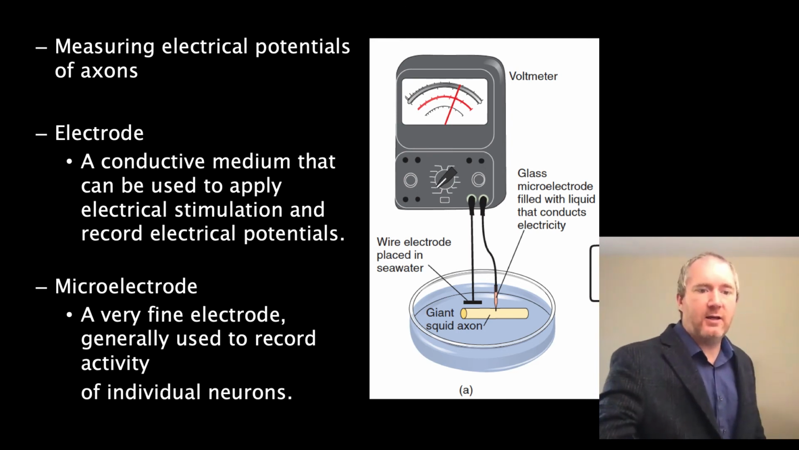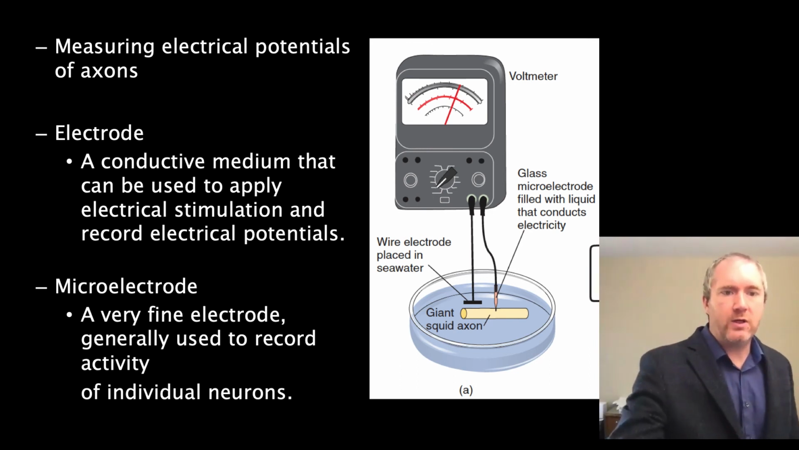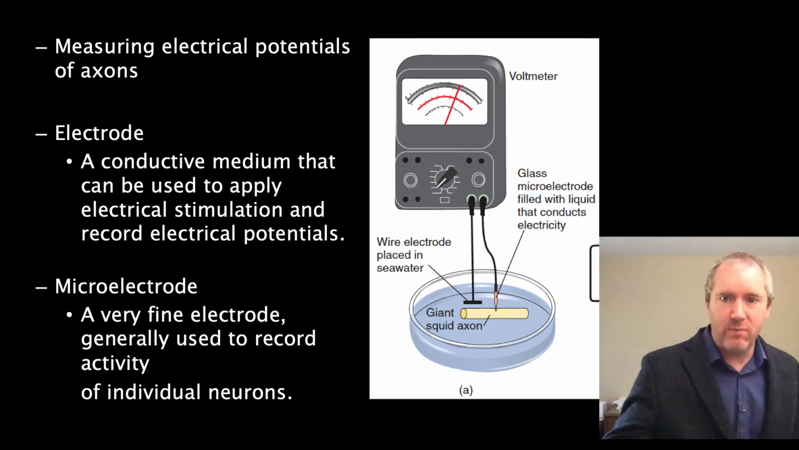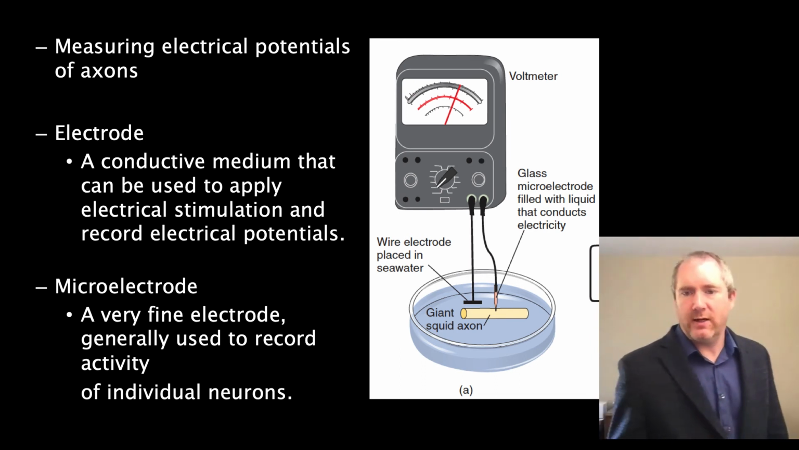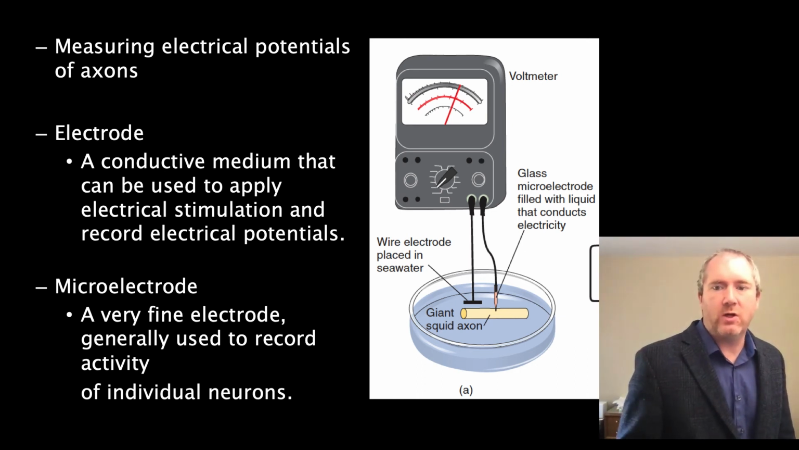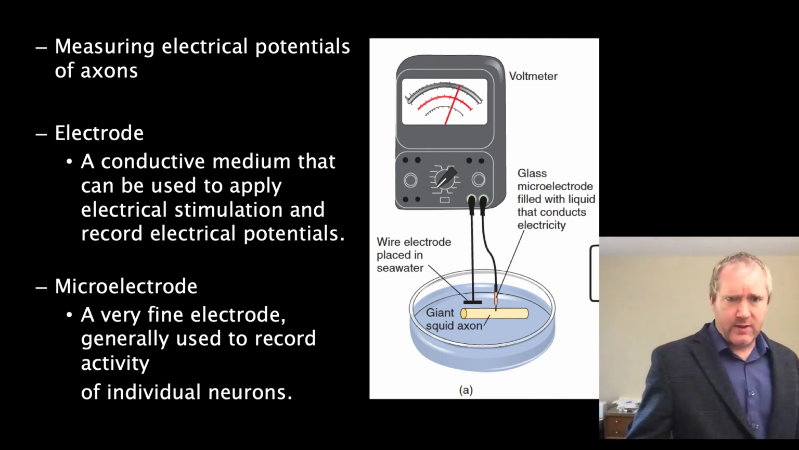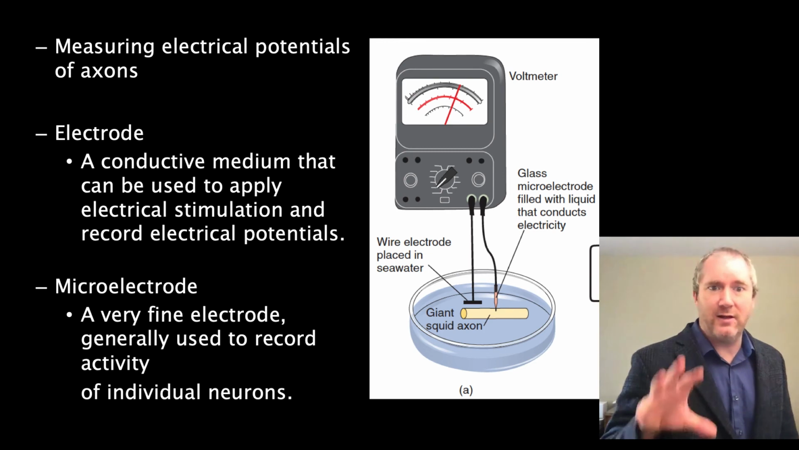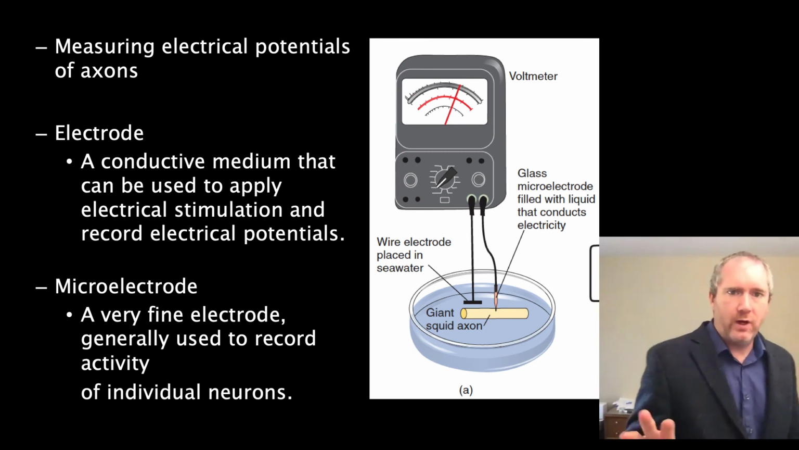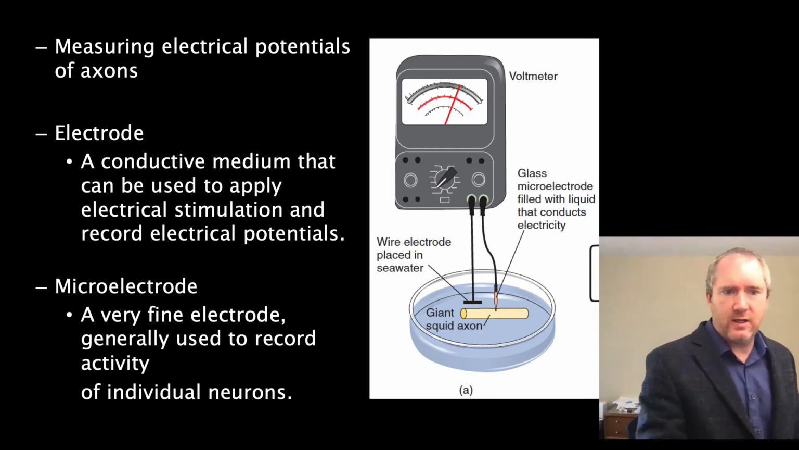Electrophysiology is a technique that involves an electrode, a conductive medium that can be used to apply electrical stimulation and record electrical currents. We often in neuroscience use microelectrodes, which are very fine electrodes generally used to record activity of individual neurons. While we won't go over this in detail, I think it's necessary to introduce the concept of the Hodgkin-Huxley model, at the very least to signal that it's out there. If you go on to enter a graduate program in neuroscience, you will most certainly study Hodgkin-Huxley in depth.